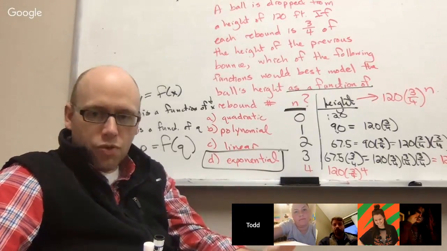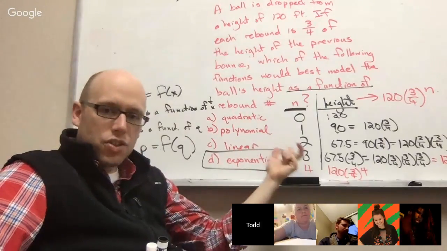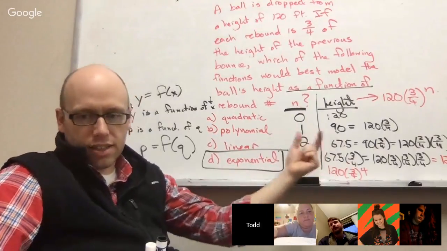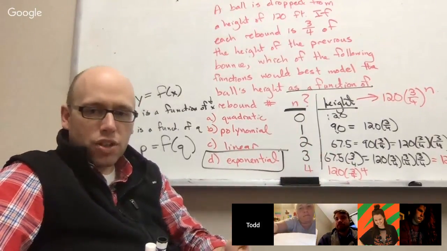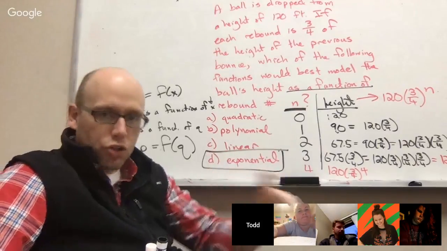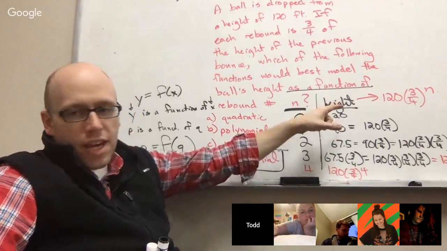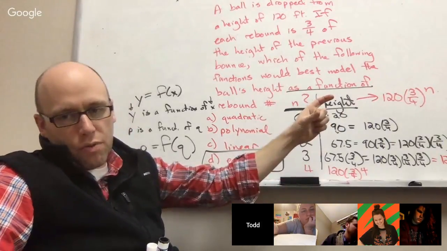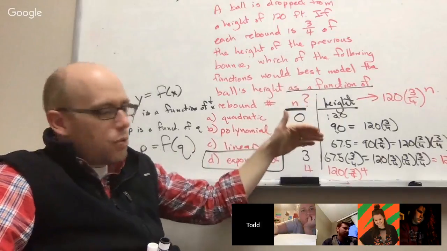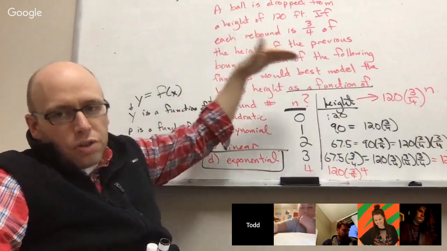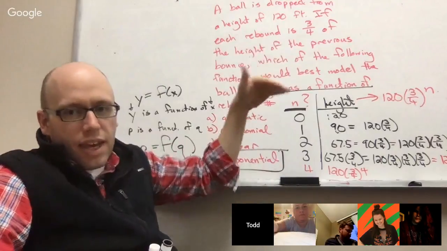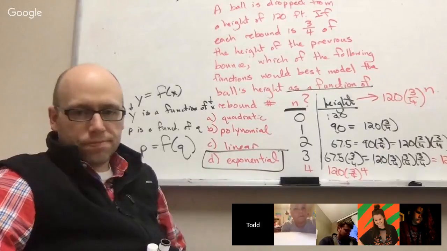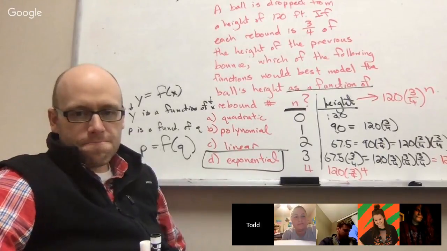For an exponential function, it's not that the change is constant, it's that the ratio is constant. We multiply by the same constant every time. Every time you change the input by the same amount, you multiply by a constant. In this case, every time we change the input by 1, we multiply the output by 3/4. So a geometric sequence, this sort of behavior where you multiply over and over by the same thing, that's always going to be an exponential function. Does that make sense?